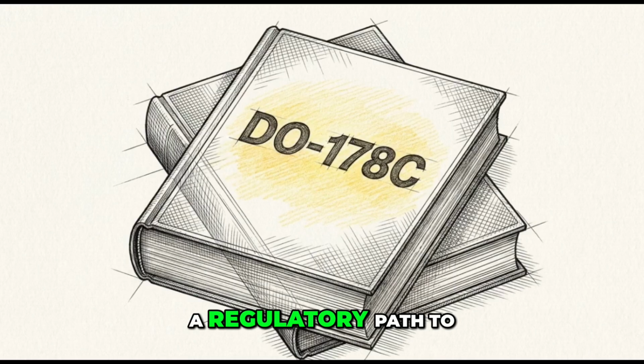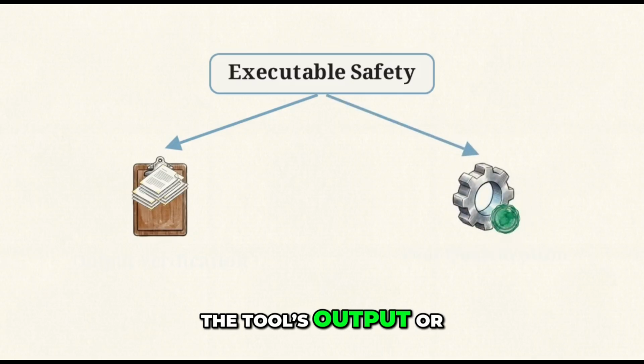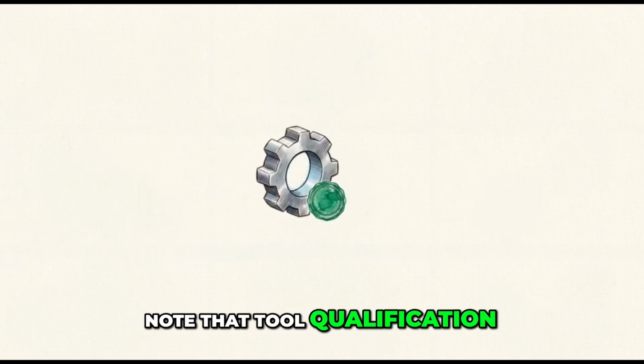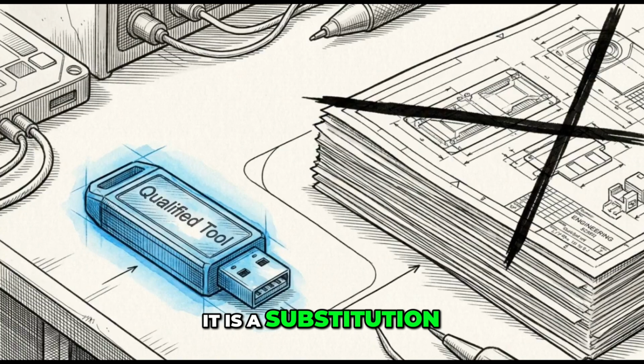DO-178C provides a regulatory path to manage this risk. To ensure the safety of the final executable, engineers must either verify the tool's output or qualify the tool itself. It is important to note that tool qualification replaces output verification. It is a substitution for manual review, not a secondary layer of tasks added to the project.